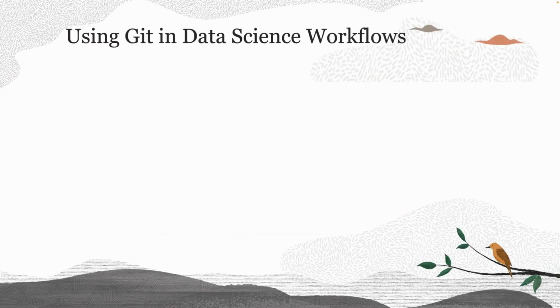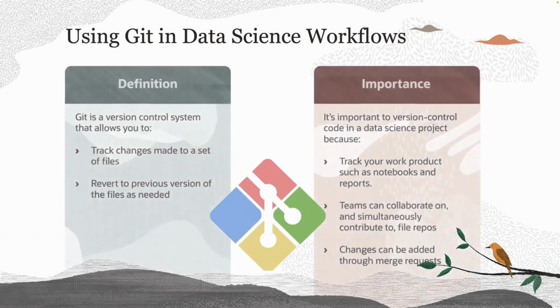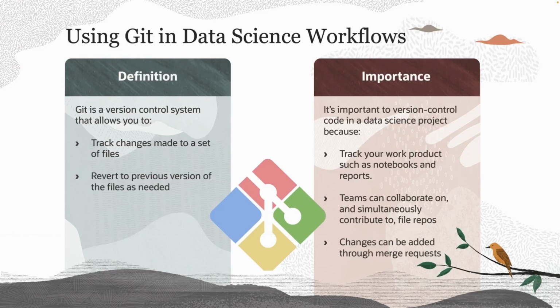Let us talk about using Git in your data science workflow. Git is a version control system that allows you to track changes made to a set of files and allows you to revert to a previous version if needed. It is important to version control your code so that you can keep track of changes you have made as you work through your data science project. It is just as important to track other work products, such as your JupyterLab notebooks and reports.